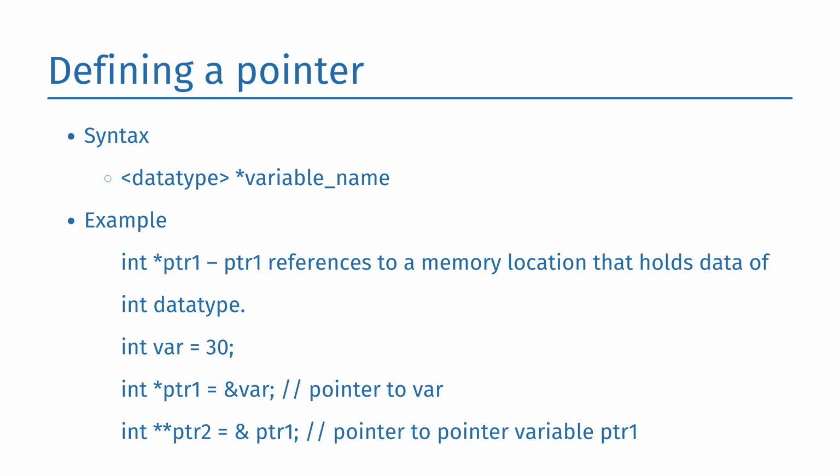Here you can see in the example, pointer 1 references the memory location that holds data of int data type. Single asterisk pointer is a pointer to var, and double asterisk pointer is a pointer to pointer variable pointer 1.